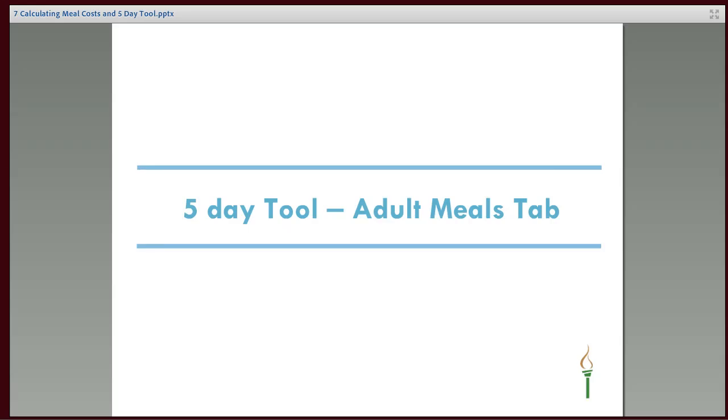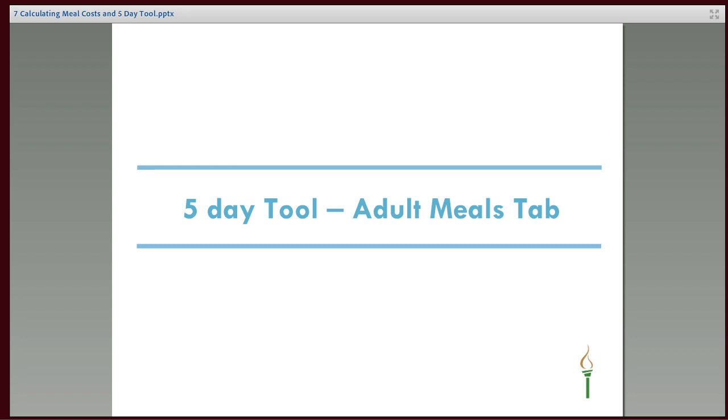So you'll go ahead and figure out the cost of your meals for 5 days. So 5 breakfasts, 5 lunches. If you're serving an extensive menu, you can either take an average of those days or you can use your most popular item as an example for this tool. So then we'll go ahead and start completing the 5-day tool.